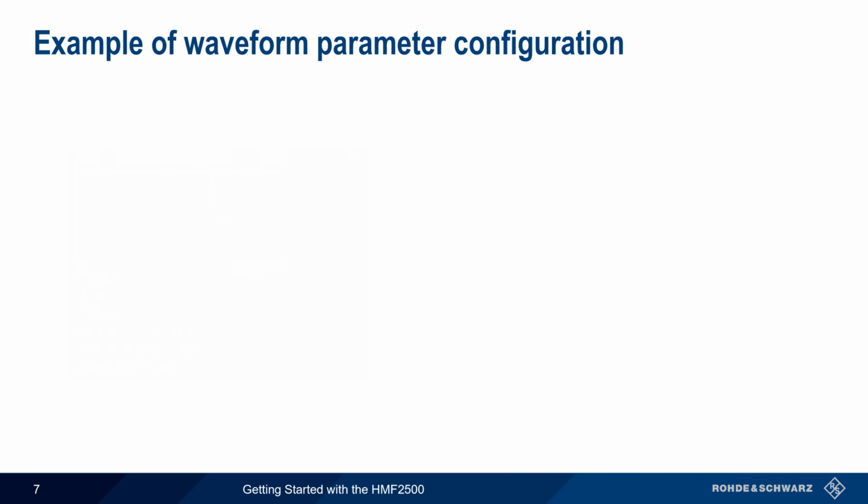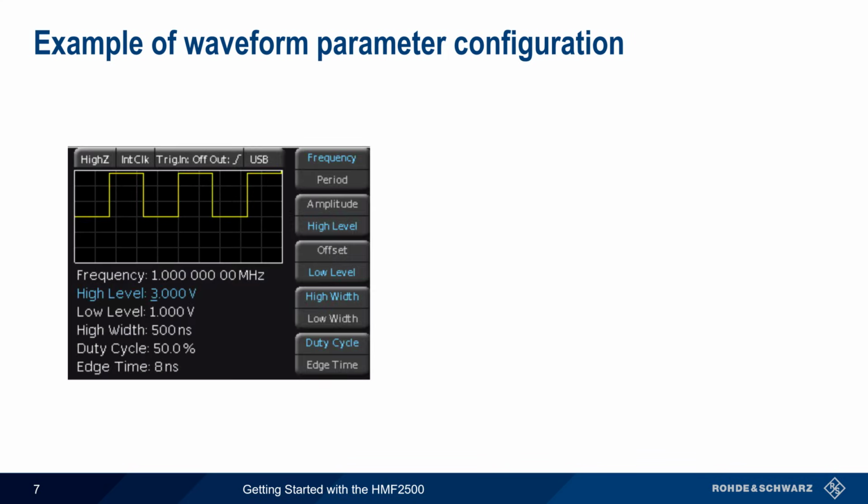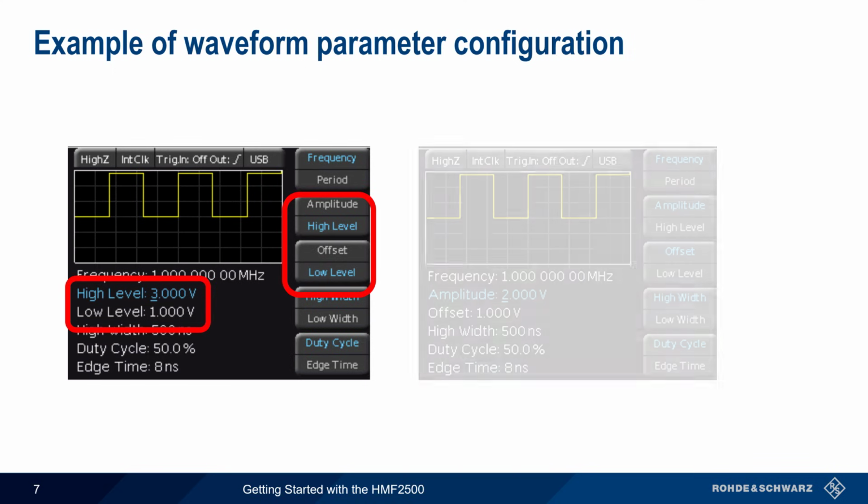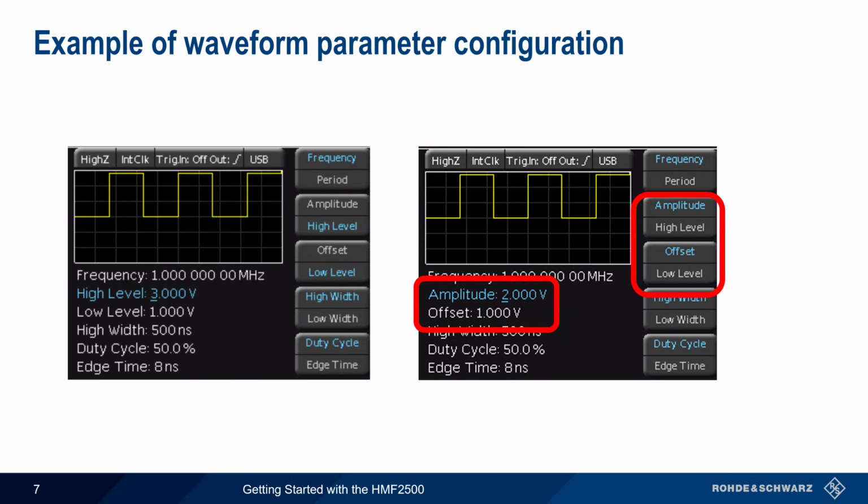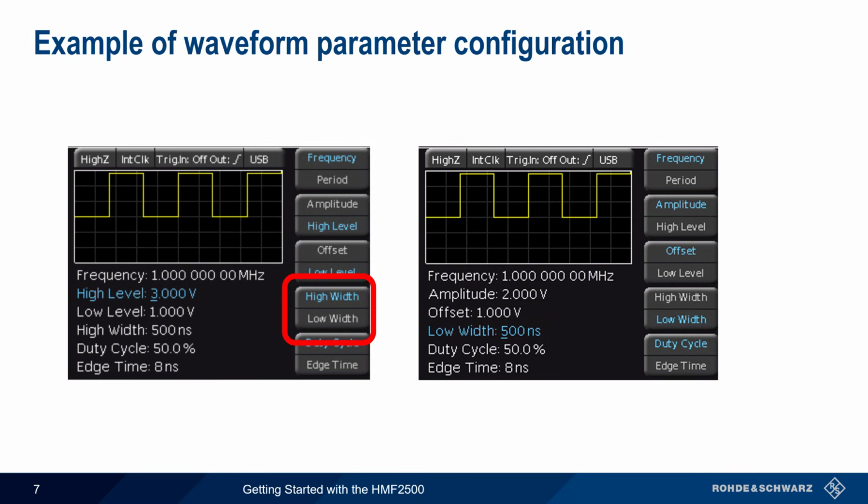Let's look at an example of how soft keys are used to configure waveform parameters. Here we've selected a pulse waveform. We use the top soft key to toggle between entering frequency or period. Similarly, we can enter voltage either as high and low levels, or as an amplitude and offset. For the high width and low width parameters, toggling the hard key will switch between these values. And although duty cycle and edge time are both displayed, we can toggle between which value we want to edit. Remember that the numeric values are entered via the keypad or rotary knob on the front panel.